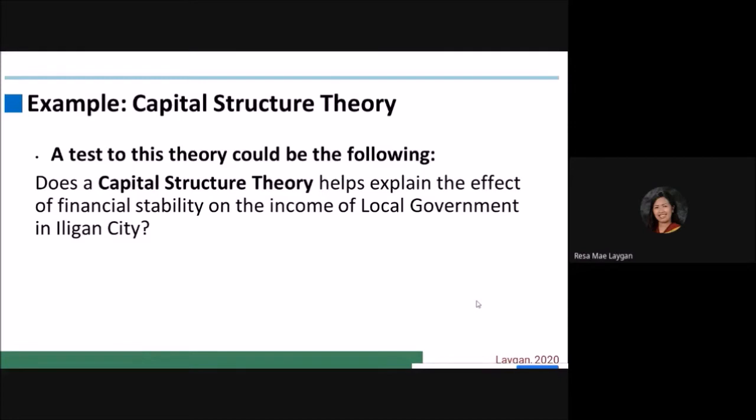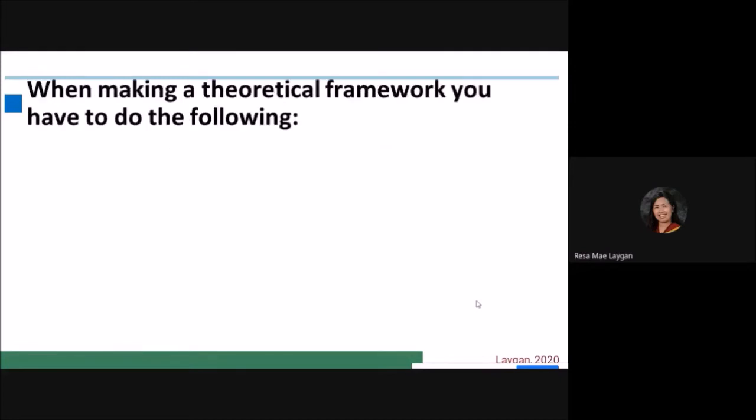So when making a theoretical framework, you have to do the following.